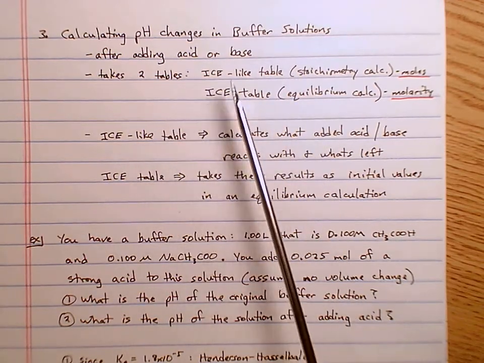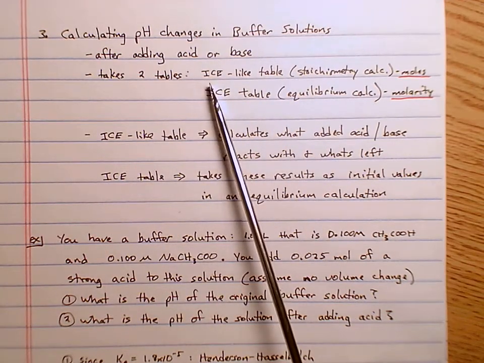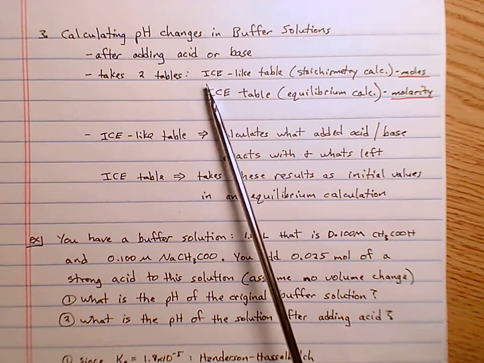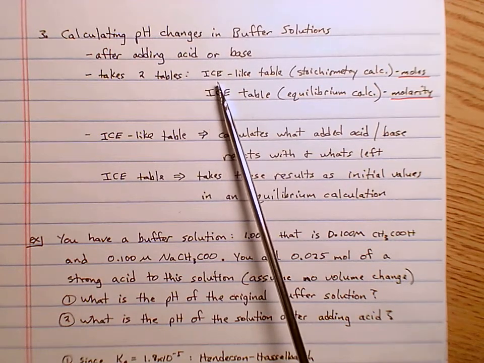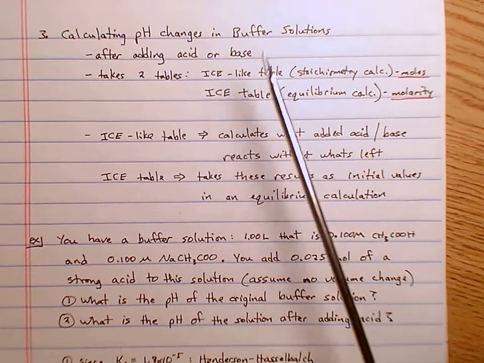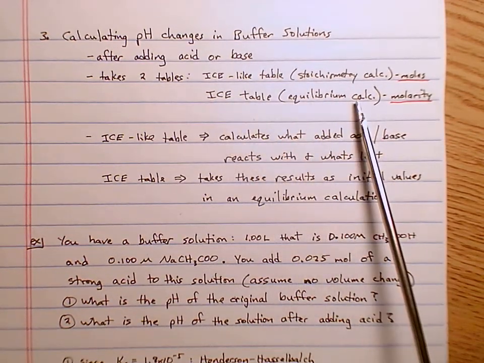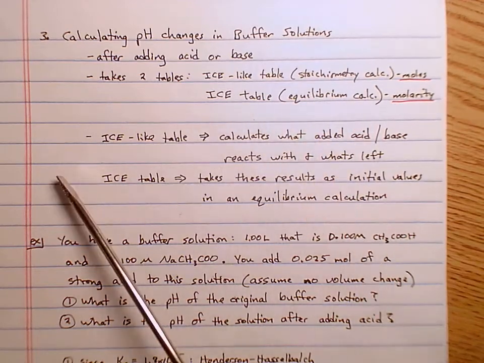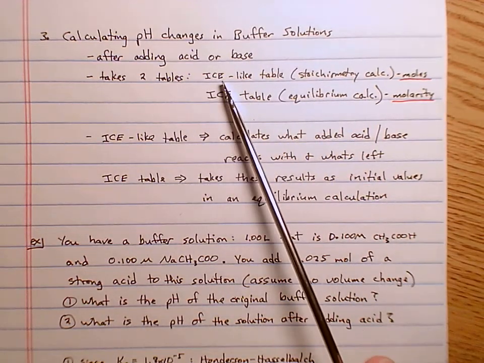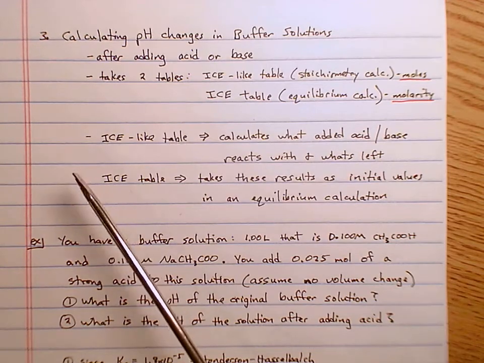And no one knows what to call the first table. Your book calls it an ICE table, but it's not an ICE table, so some call it an ICE-like table. Your book calls it a stoichiometry calculation, whereas an ICE table is an equilibrium calculation. I'm going to sometimes call it an ICF table instead of an ICE table.